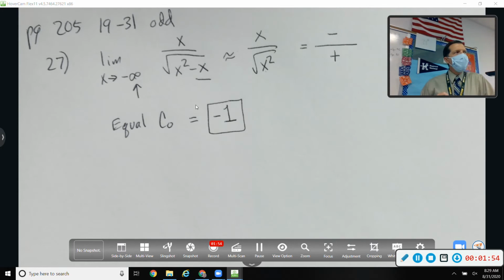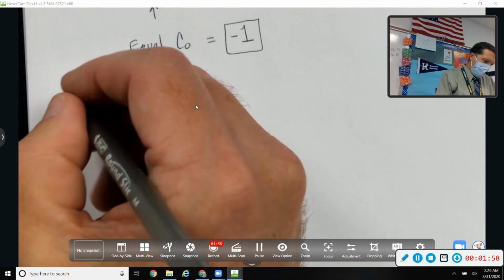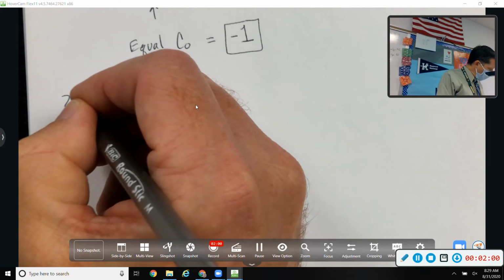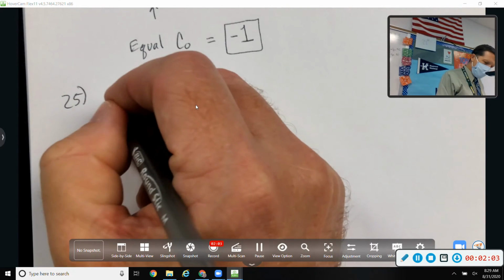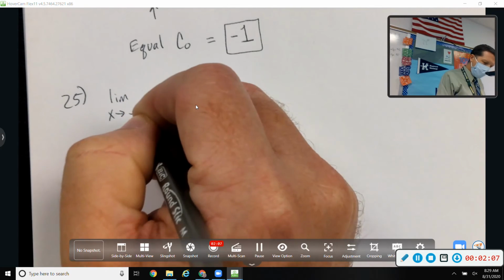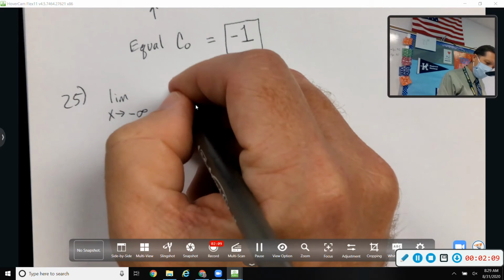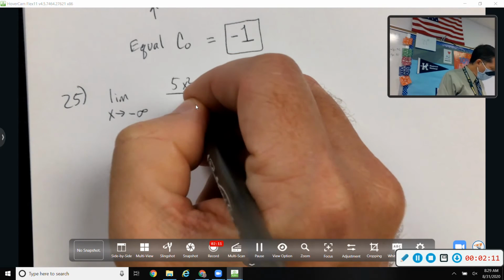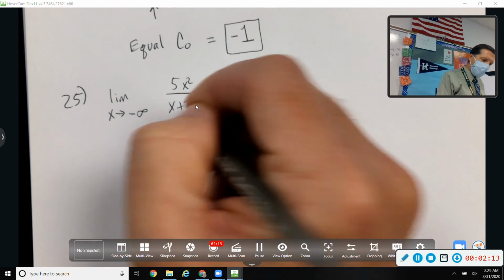Other questions from 205? Yes, sir? 25. Limit as x goes to negative infinity. Oh, here we go with the negative again. 5x squared over x plus 3.